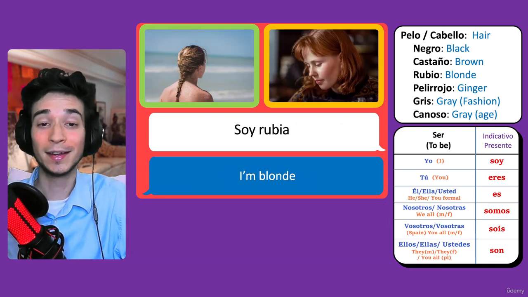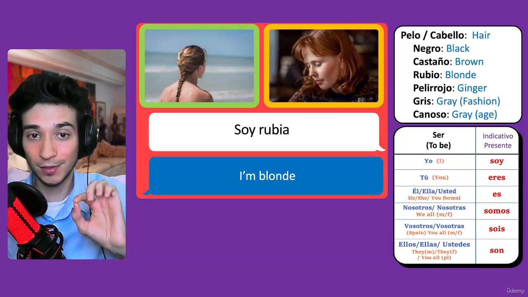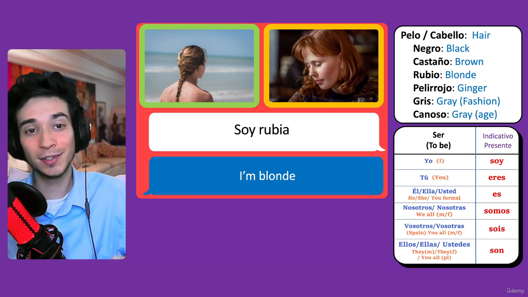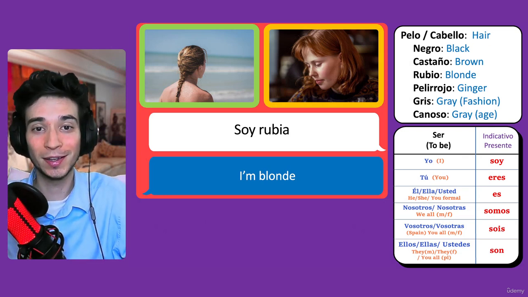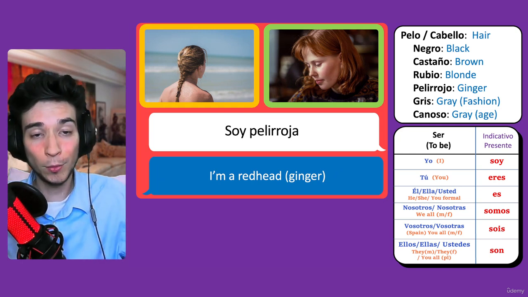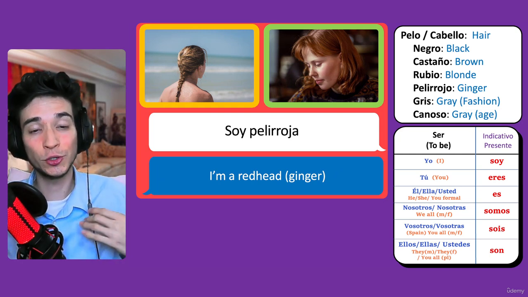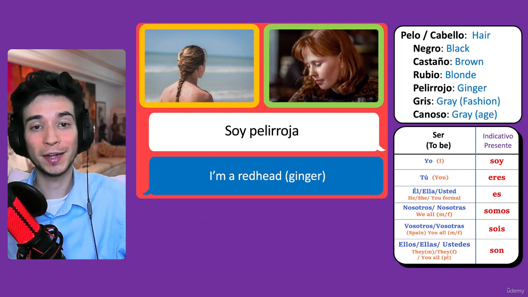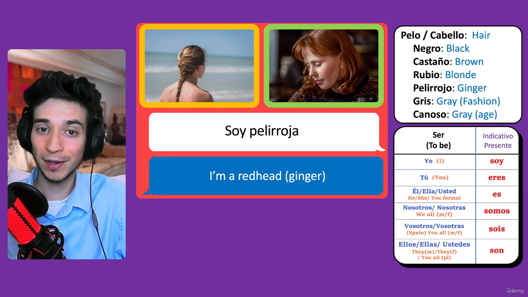Okay, next one. Soy rubia. I'm blonde. Simple. Soy rubia. I'm blonde. And the next one. Soy pelirroja. I'm a redhead. Or I'm ginger. Soy pelirroja. I'm ginger. I'm red hair.